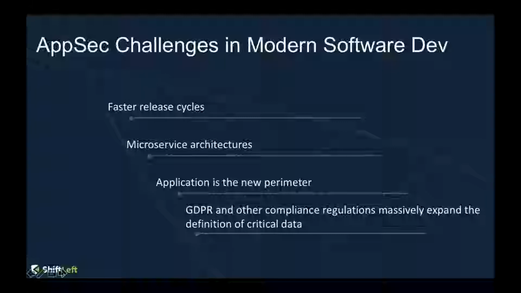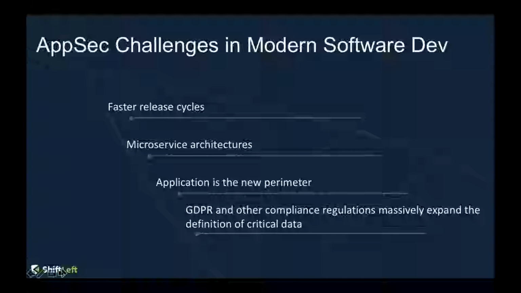The third primary challenge is application is now the new perimeter. Gartner has quoted that the attack surfaces are now shifting to the application. You no longer control the network and the server. The only thing you're responsible for is protecting your application and your data.